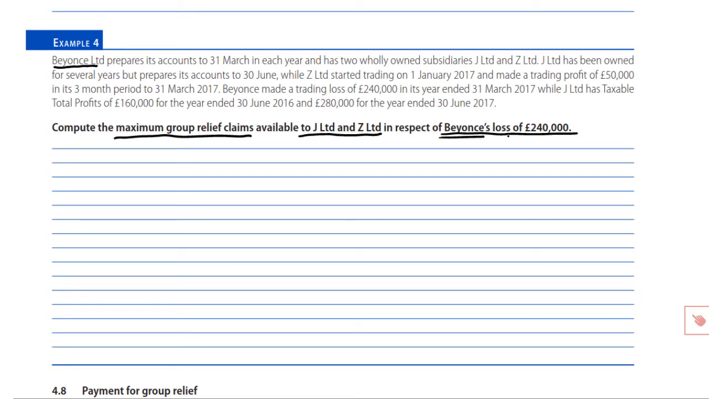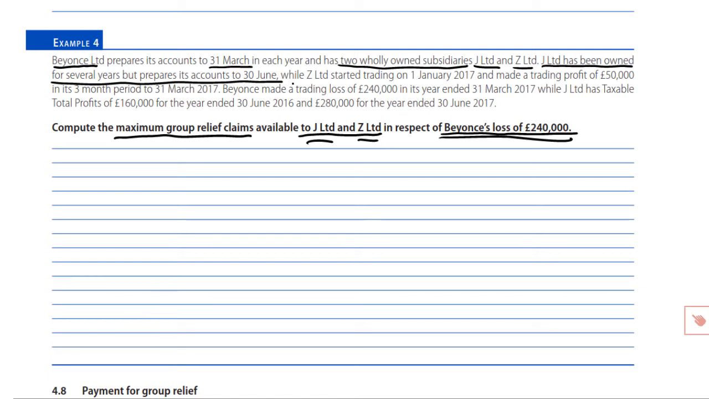Beyoncé, the loss maker, prepares its accounts to 31st of March in each year, and it's got 2 wholly owned subsidiaries, J and Z. J Limited and Z Limited there. J Limited has been owned for several years, but prepares its accounts to the 30th of June. So, we have got non-coterminous accounting periods.